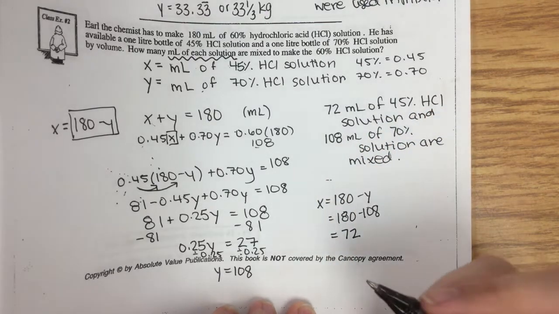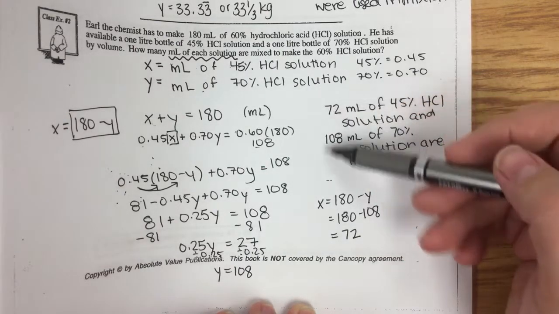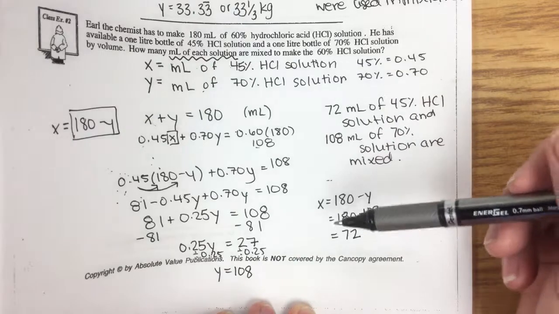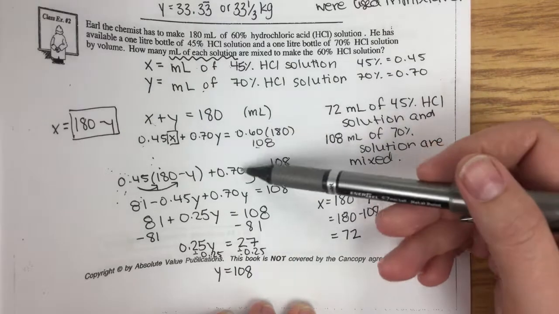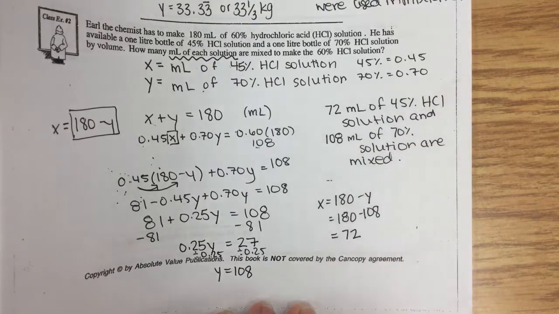Okay, so now I have overall a solution that would be of a quantity of 180 because the volumes add up to 180, and we've shown with the math here, we could go back and prove it too, that there would be in fact 60% of that 180 milliliters being pure HCl.